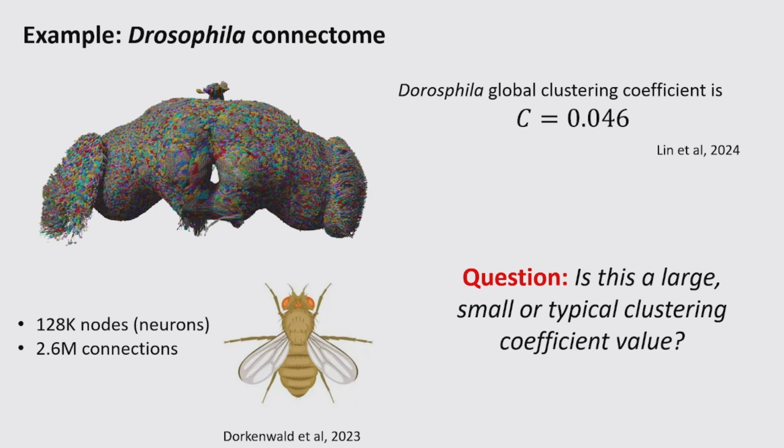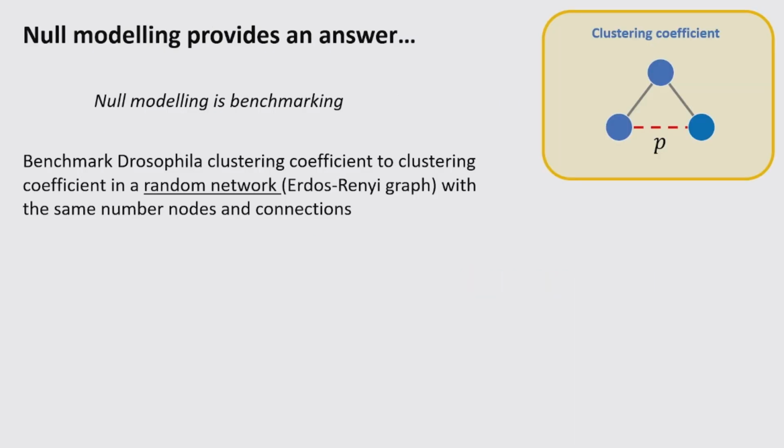Some recent work by Lin and colleagues performed a network analysis on the Drosophila connectome, and I'm going to focus on the global clustering coefficient. They found that the clustering coefficient was 0.046, and similar to the question that František posed, it's interesting to ask: is this value typical for a connectome, or would it be considered large or small? The value of 0.046 in and of itself is probably not particularly meaningful, and null models provide us with an answer to that question.